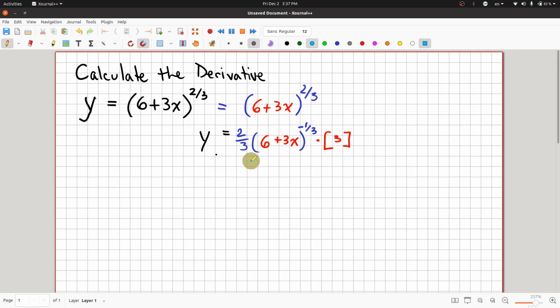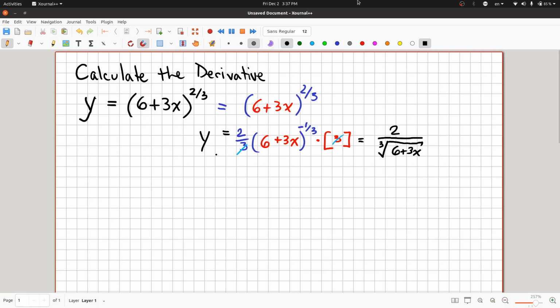So we can notice that we have some cancellation here. The 3 and the 3 cancel. And writing this a little bit more simply, we have 2 in the numerator, and in the denominator we have a cube root. Why is it a cube root? Because it's a 1/3 power, and it's in the denominator because it's a negative power. Cube root of 6 plus 3x. So that is our derivative of the function we were given.